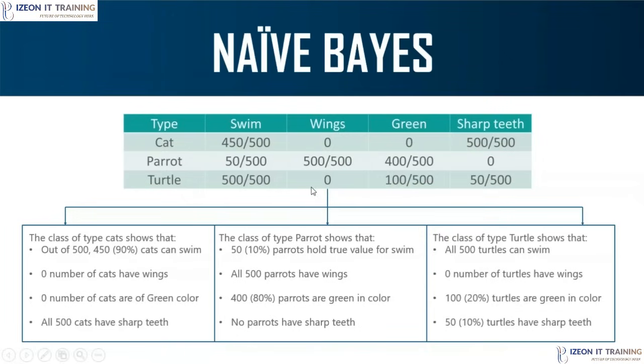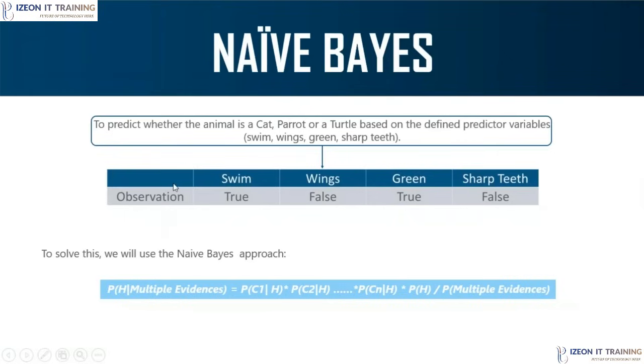Zero turtles have wings, and out of 500, 100 turtles are green in color, meaning that 20% of the turtles are green in color, and 50 out of 500 turtles have sharp teeth, right? So that's what we understand from this data set. Now, the problem here is we are given an observation over here. We're given some value for swim, wings, green, and sharp teeth. What we need to do is predict whether the animal is a cat, parrot, or a turtle based on these values, right?